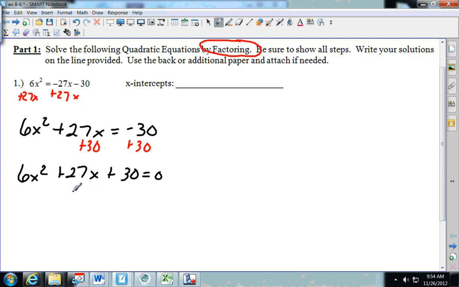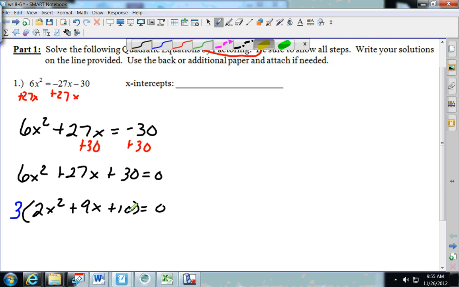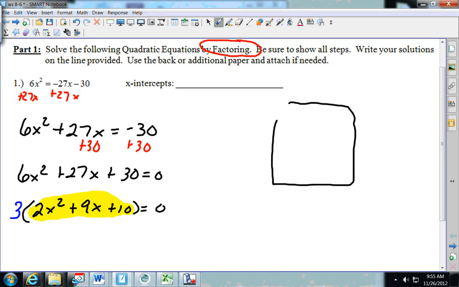The first thing you go through and do is see, is there a GCF? Can you pull out a GCF? 3 goes into all of them. So if I pull a 3 out, divide each term by 3. 6 divided by 3 is 2, so I have 2x squared. 27 divided by 3, 9x. 30 divided by 3 is 10. Now you are going to put inside the box this right here that's inside this parentheses. So over here, here's my box.